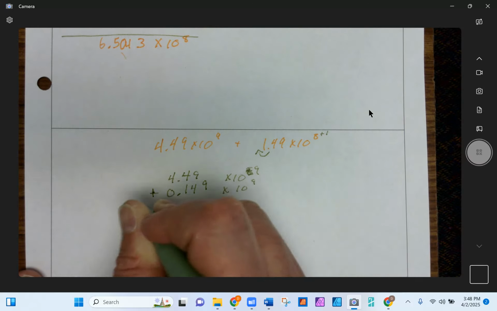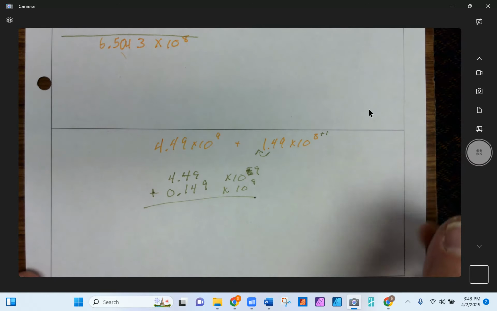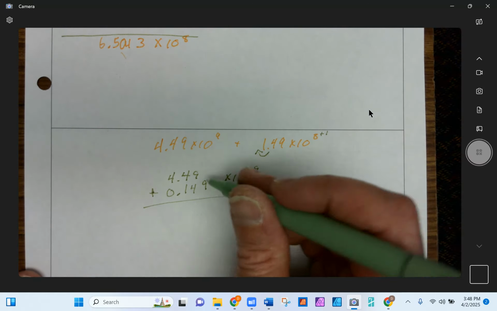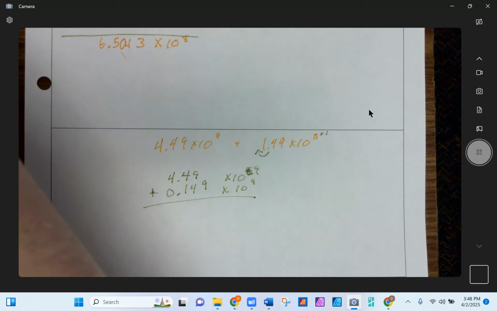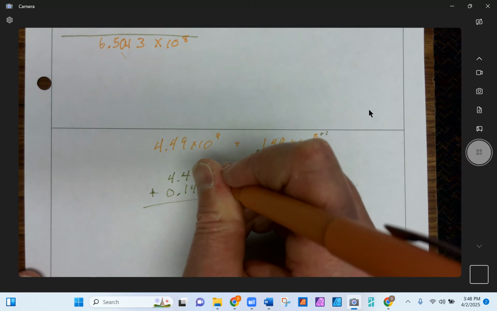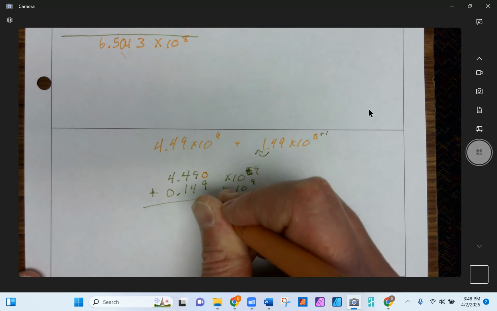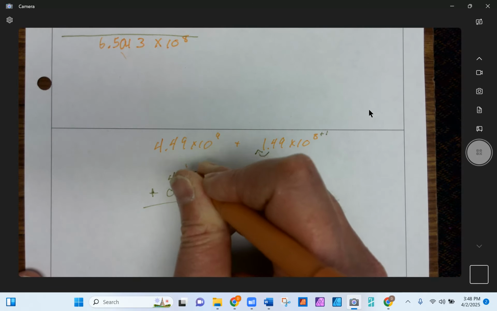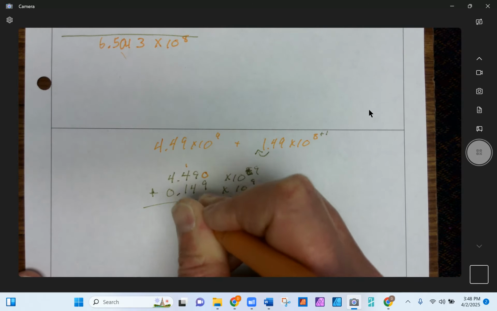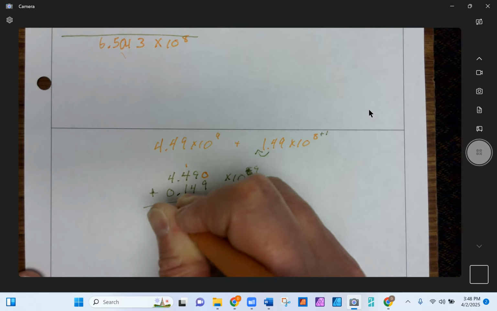Right? Yeah, good. Sorry. Okay, so now we're going to add, I'm just going to add an extra 0 here, and then add down. I get a 9, I get a 13, I carry a 1, I get 1 plus 4 is 5, plus 1 is 6. Bring down the decimal.